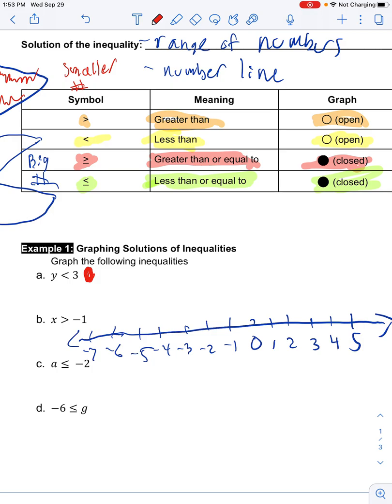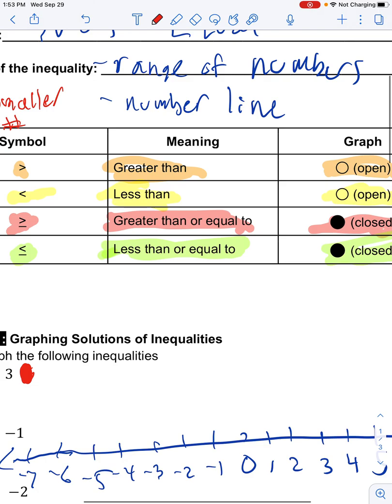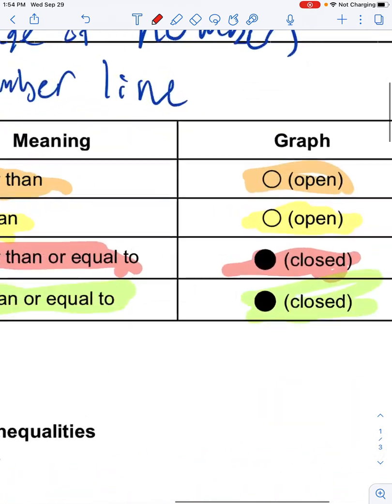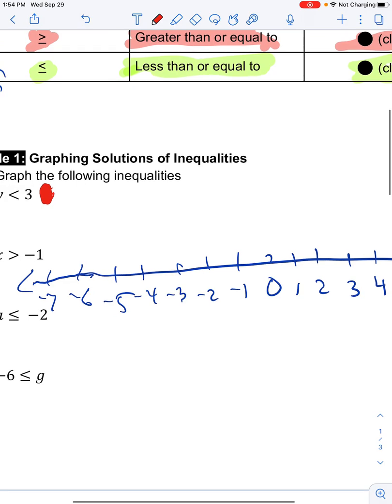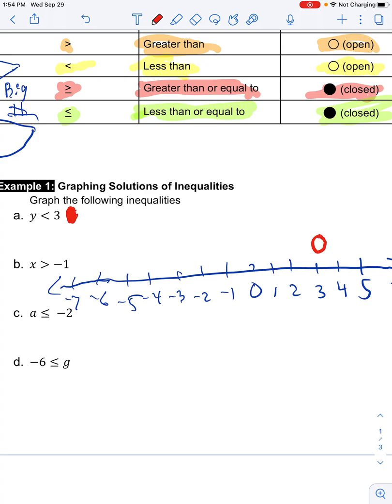So the first one I'm going to do is letter A. I'm going to use red for A. And it says y is less than 3. Again, the teeth or the Pac-Man sign is opening towards the 3. So I say, okay, less than symbol, open circle, and it's got to go less than 3. I always like to look at where 0 is and say, hey, is 0 less than 3? Yes, it is. So I'm going to open and create an arrow that is to the left. So again, all the numbers that are less than 3 could be the answer.